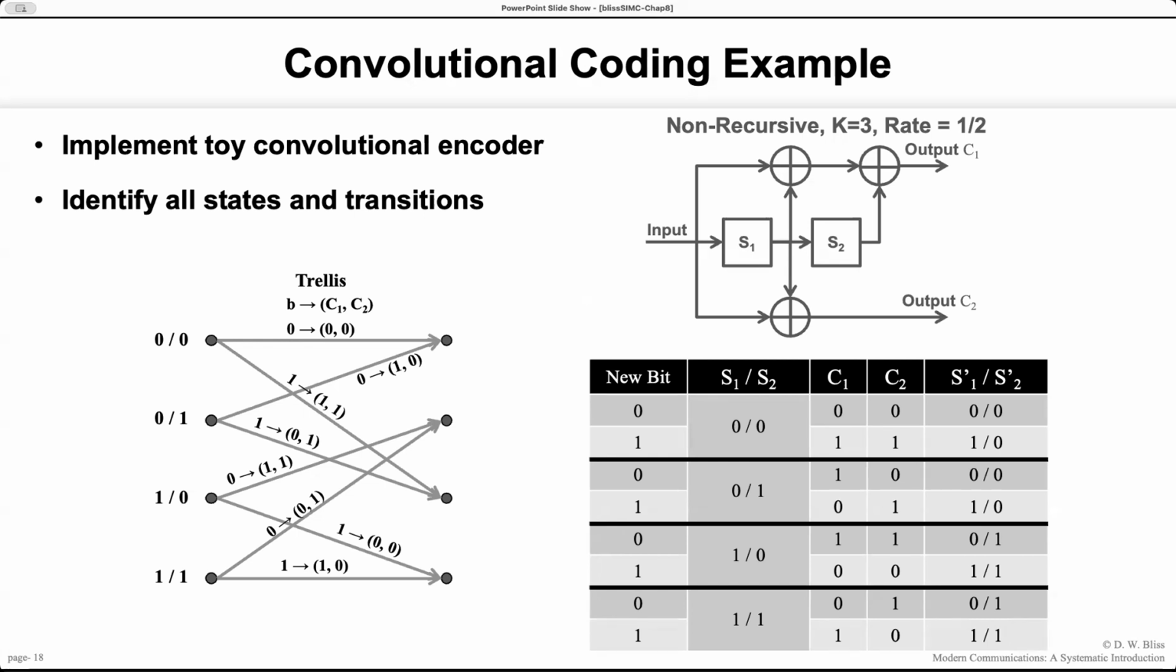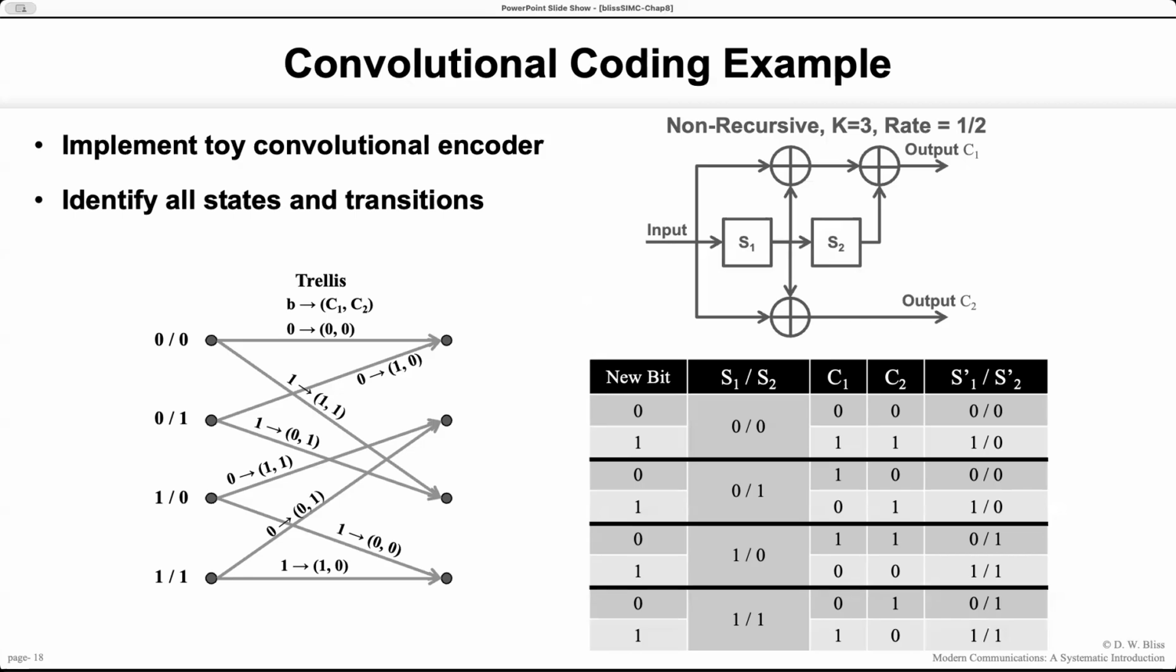All right. So often, as a practical matter, if somebody hands you the block diagram up above, the first thing you would do is build the table out below it. And from the table, we would construct the trellis. All right. So let's walk through doing this.